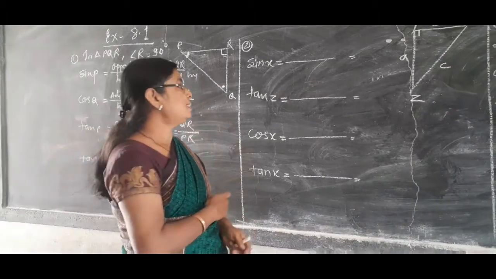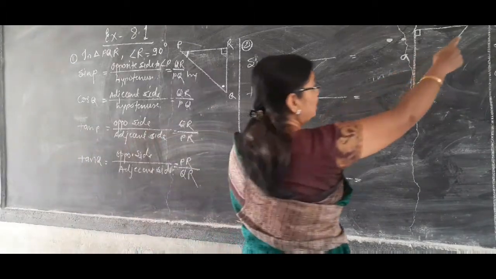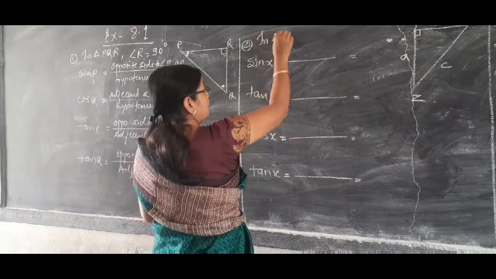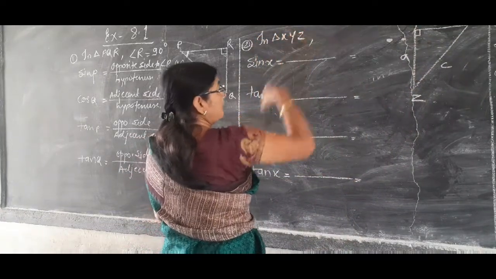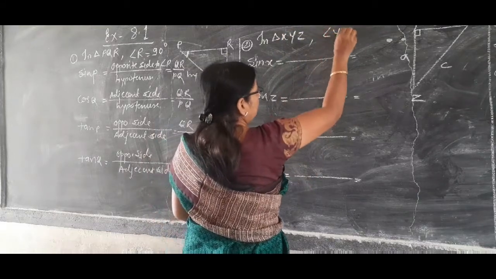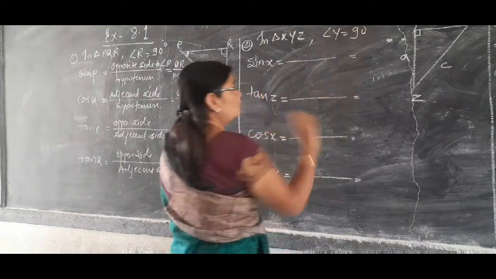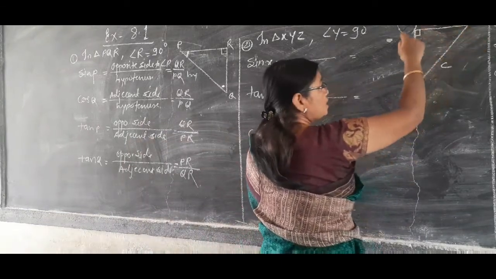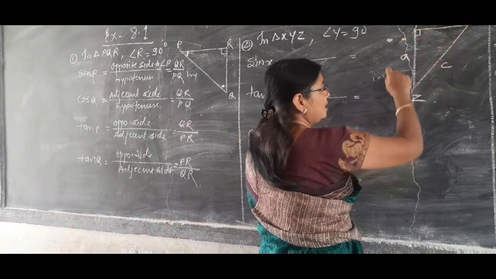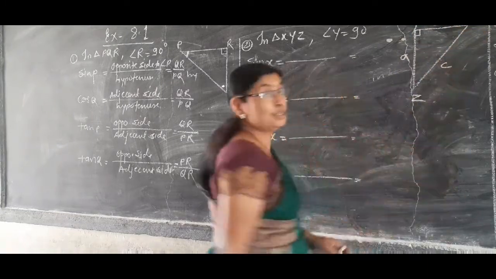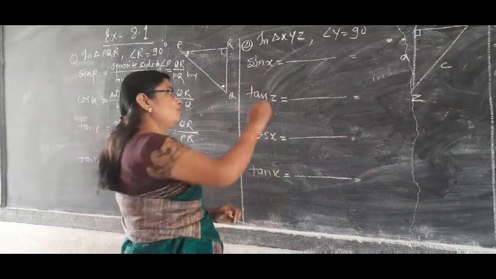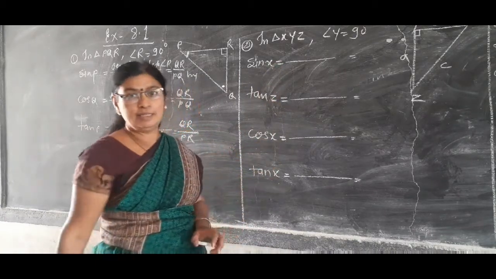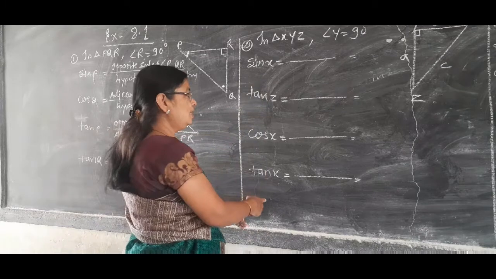Now next, in the second question, what is given? Triangle XYZ is given. Always you have to write down which triangle is given. In triangle XYZ, angle Y is equal to 90. And again what is given? XY is b, YZ is a and XZ is c. In this way, you have to find out sin X, tan Z, cos X and tan X. You have to find out these 4 ratios.